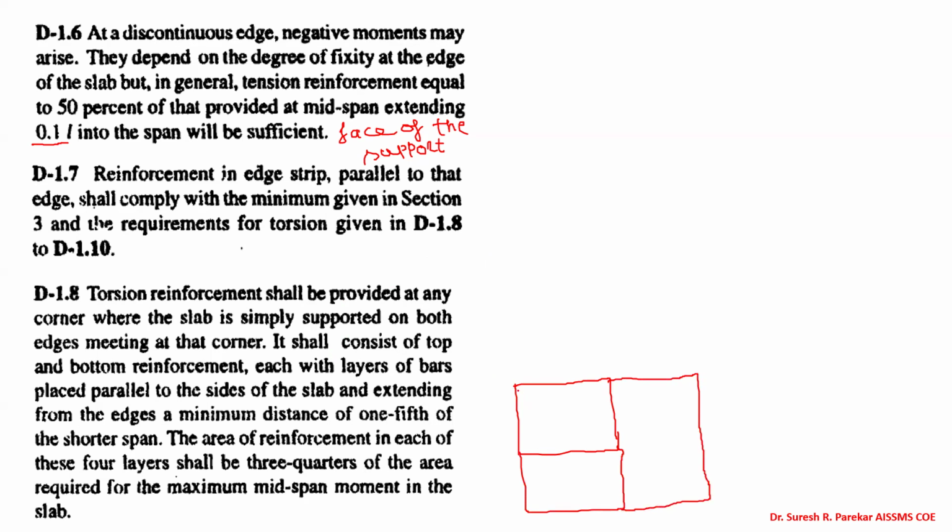Now you can see at this corner, we are assuming simply supported on both sides, and the value they have given is that it shall consist of top and bottom reinforcement, with each layer of bars placed parallel, and the area of reinforcement in each shall be 3/4 of the maximum mid-span moment, 3/4 of Ast max, when both edges are discontinuous. Both edges discontinuous, that is most important, because in this case, whatever torsional moment will be developed will not be considered.